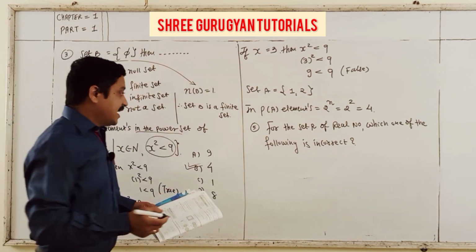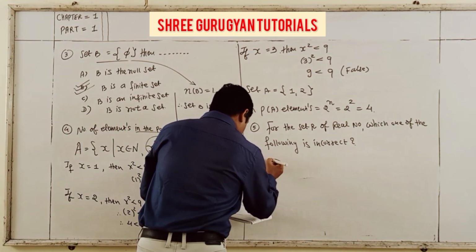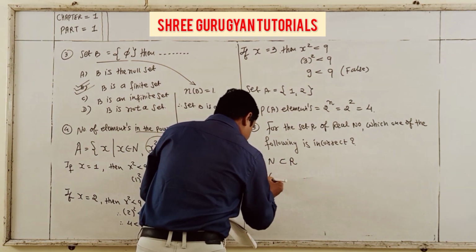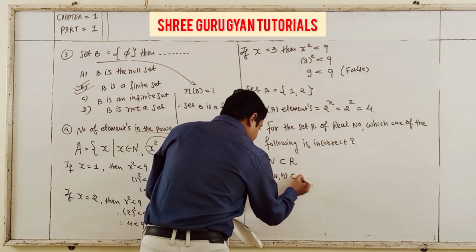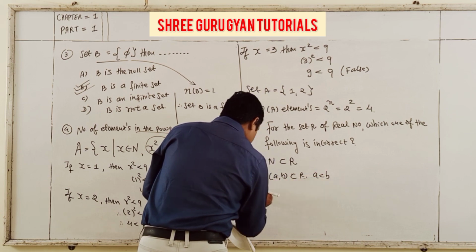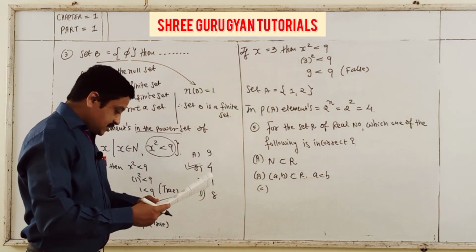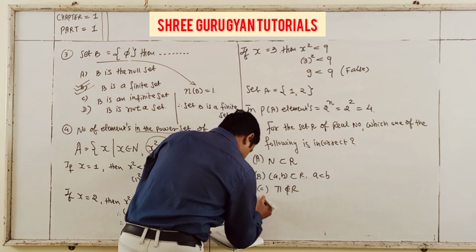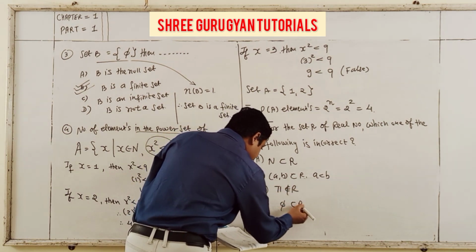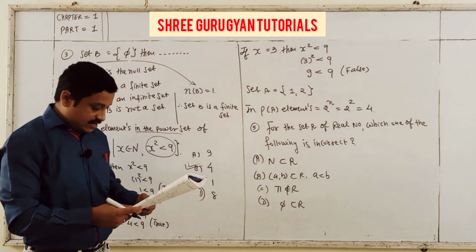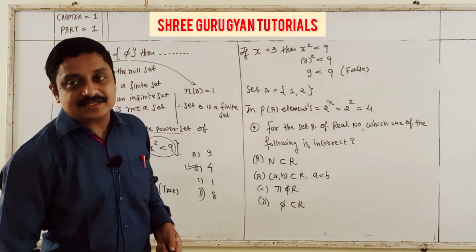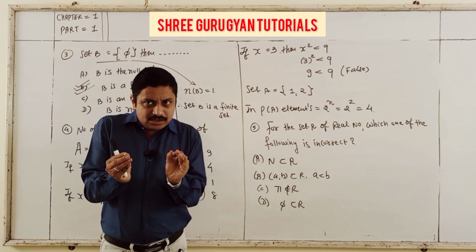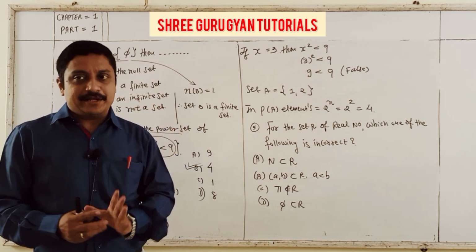Very easy, I will just show my options. N is a subset of R. Second, the pair (a, b) is a subset of R, where a is less than b. Next, pi does not belong to R. And D, the null set is a subset of R. That's the question given with options. This is not easy, I will explain all 4 options one by one.